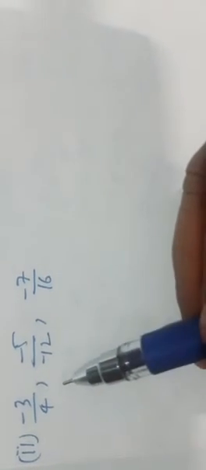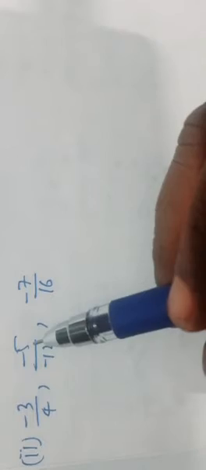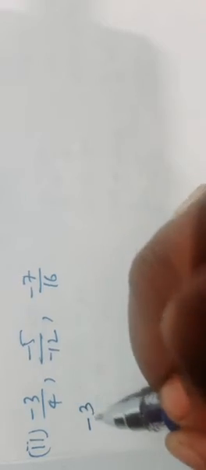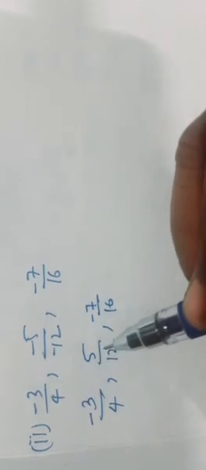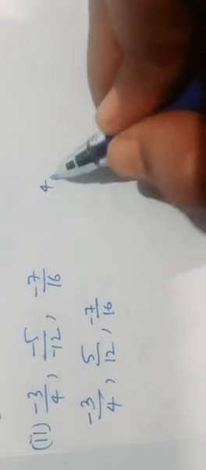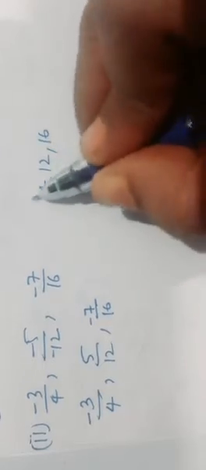The next 3 rational numbers are minus 3 by 4, minus 5 by minus 12, minus 7 by 16. You have to check before making the common denominators whether the given rational numbers are in the standard form. Here, minus 5 by minus 12, the minuses get cancelled, we get 5 by 12. Now, take the LCM for 4, 12 and 16.